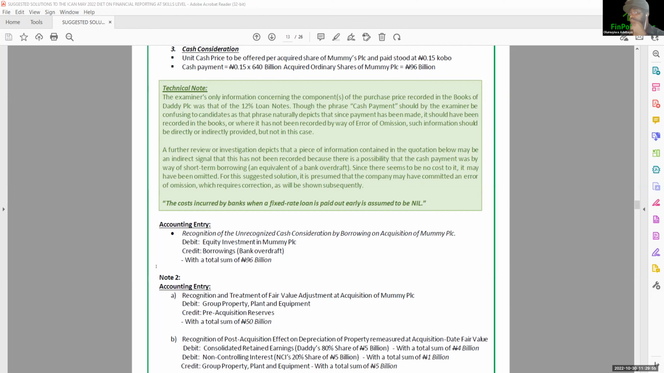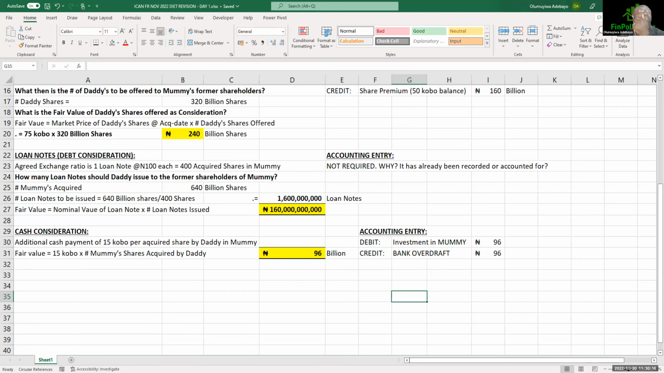Okay. Lastly, that's why I said here that recognition of unrecognized cash contribution by borrowing on acquisition of money. But again, it speaks to the same thing we've done. Thank you very much. Now let's go back. Therefore, these are since addressed, all of what we need to do with respect to what has happened at the date of acquisition.